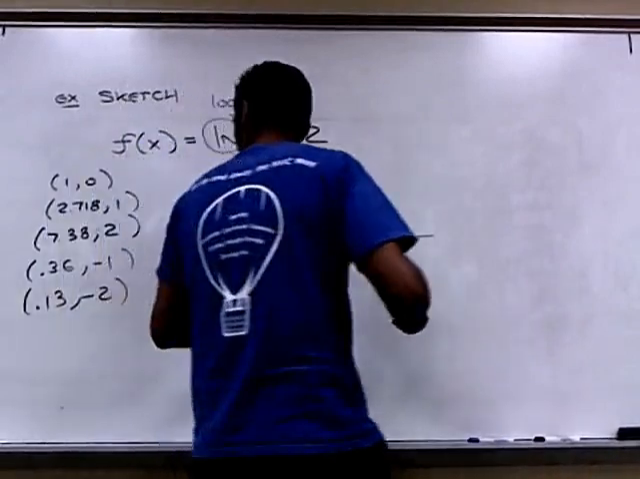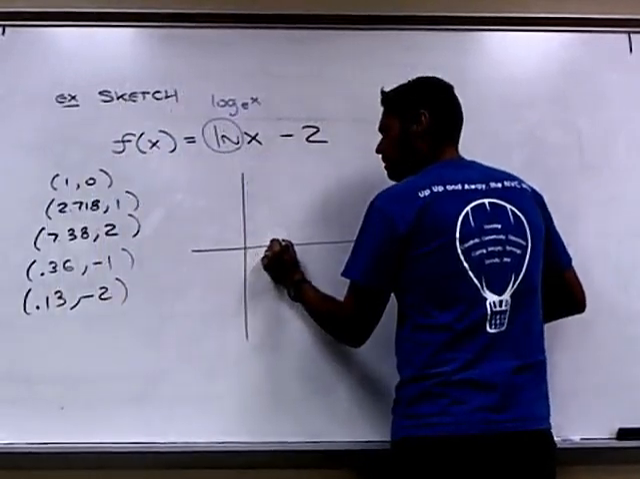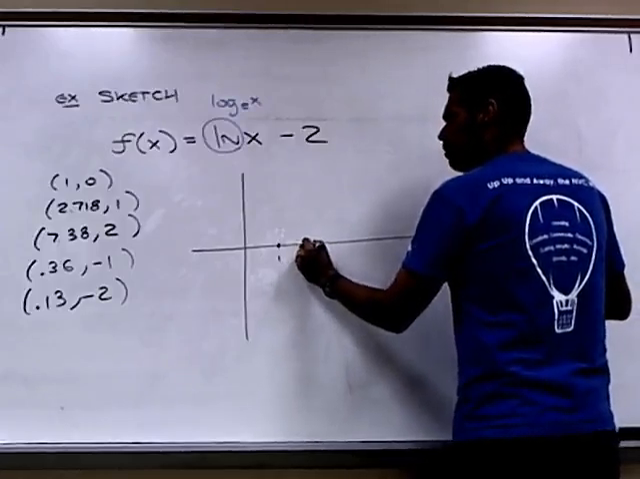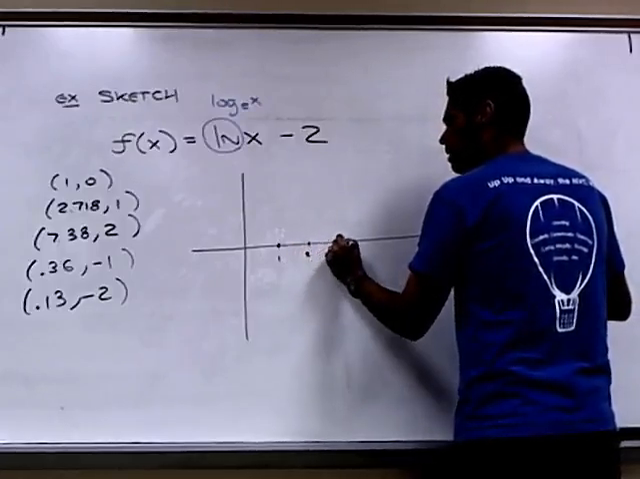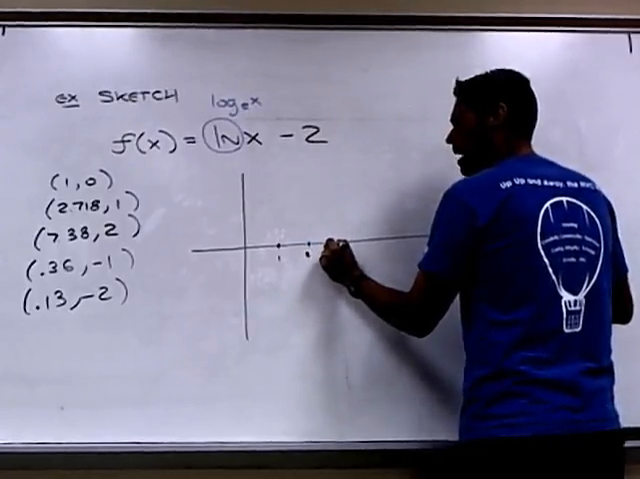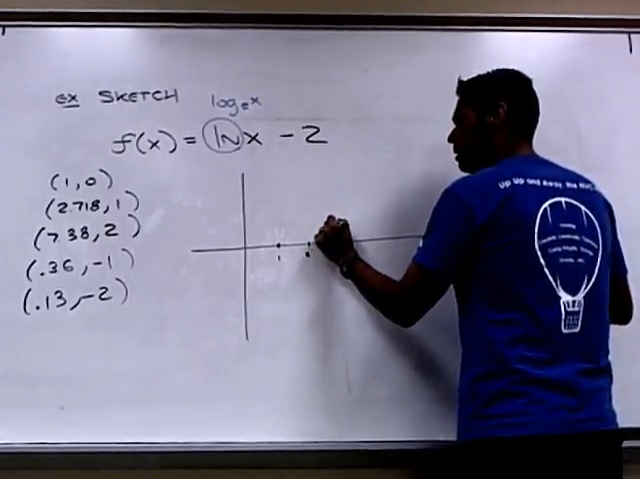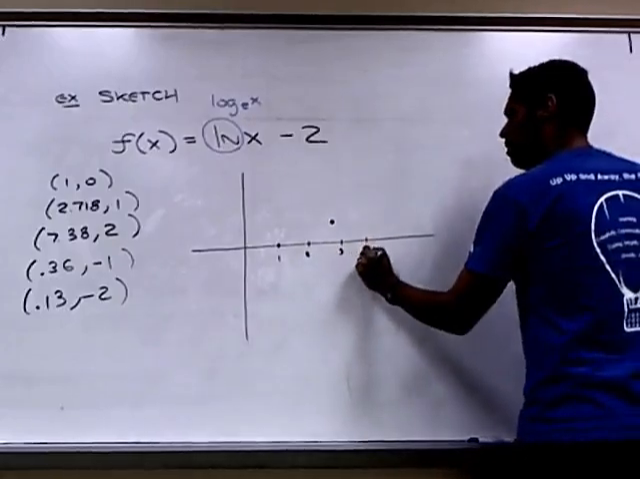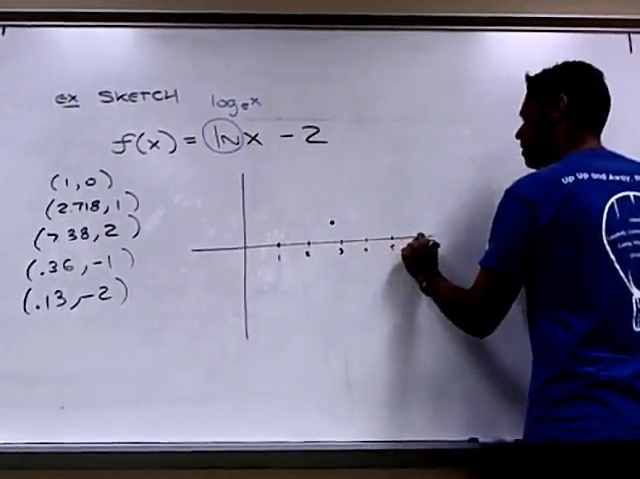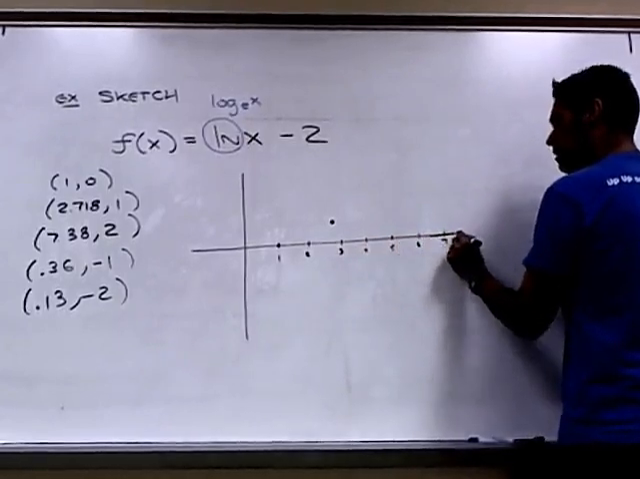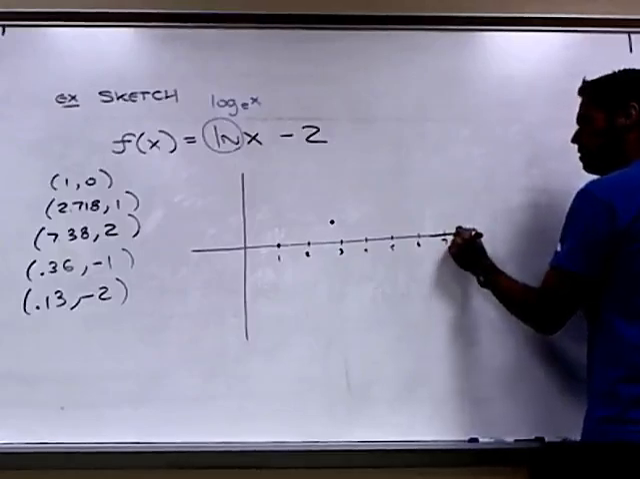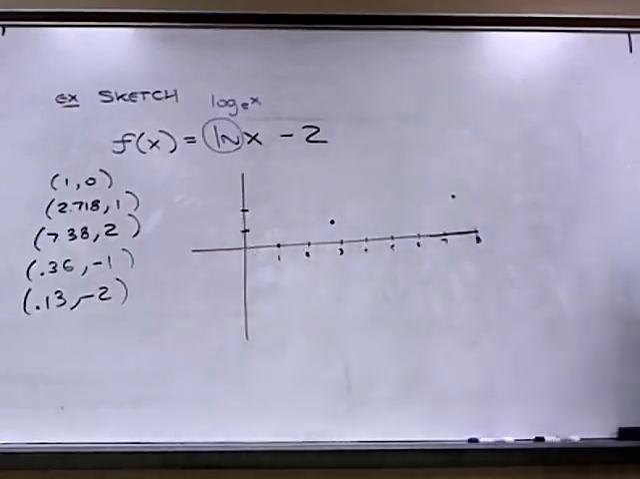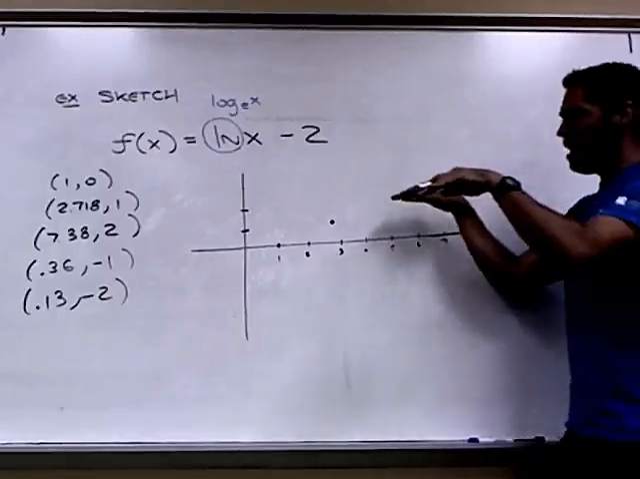So I will take 1, 0, which is here. I will take, what, 2.718. So here's 2, here's 3, 2.7, about here, up 1. See, we're kind of eyeballing this. And then 4, 5, 6, 7, here's 8, so I don't know, somewhere around here up 2. And we already know it's going to do what? It's going to dive down like this.